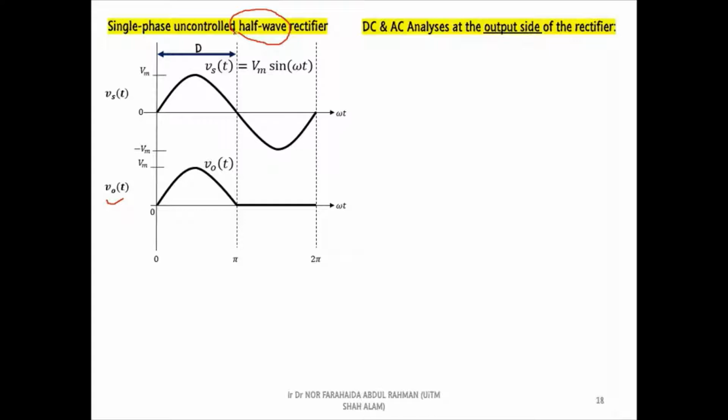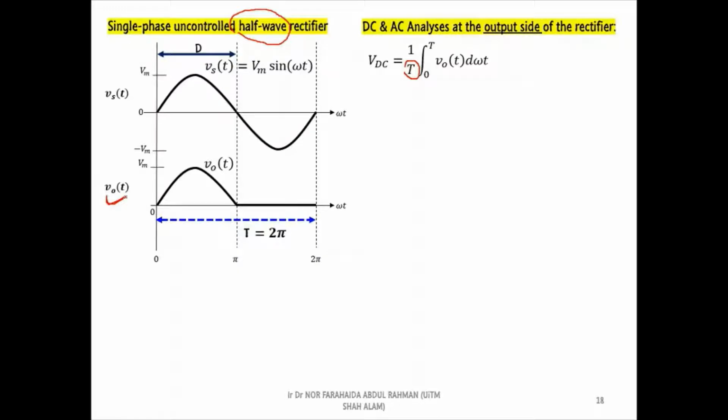First, we start with the calculation of the average output voltage using this general equation. According to the equation, we need to determine the full period of a complete cycle of the output voltage waveform. Based on the wave shape of the output voltage, we can identify that the full period, which is T, is equal to 2 pi.